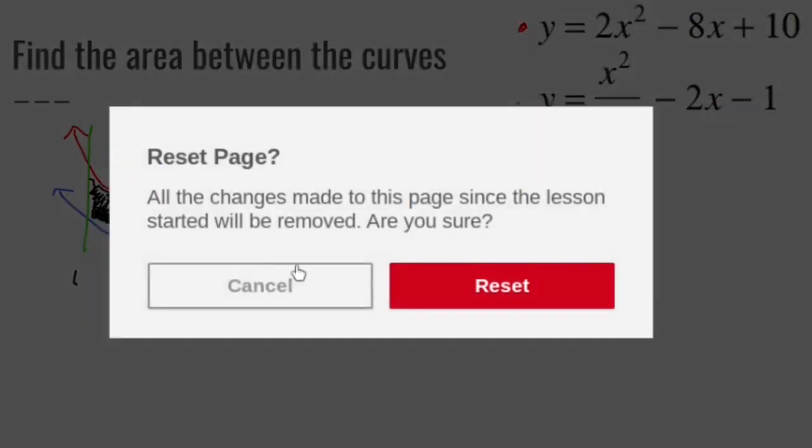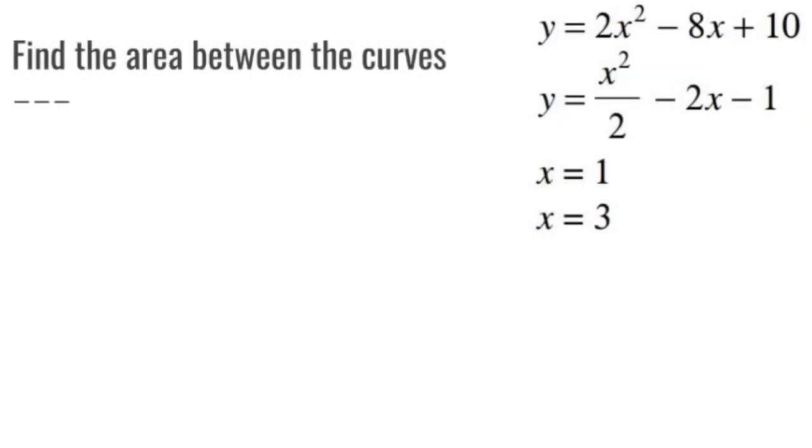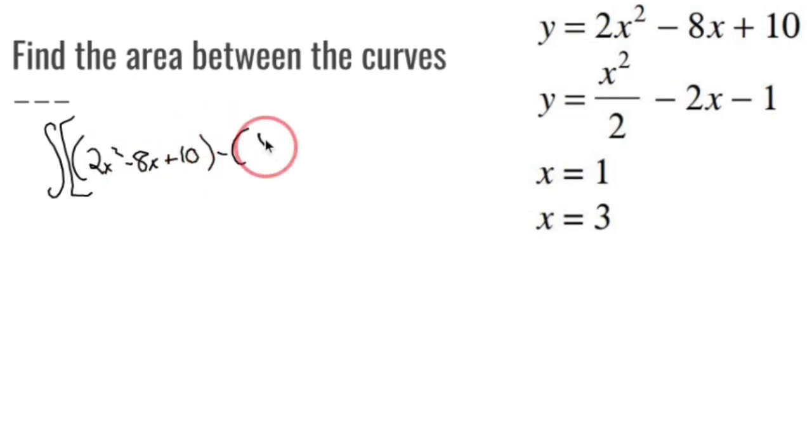So let me erase all of this, hit the reset button. Let's go for it. Now I'm going to write out this really big integral, and you know what, let me put this whole thing in brackets, otherwise it's technically not sound. 2x squared minus 8x plus 10 minus x squared over 2 minus 2x minus 1, close it, bracket it, dx.